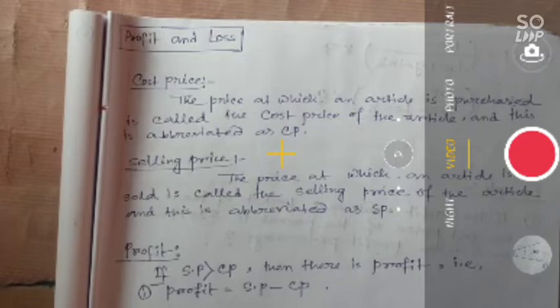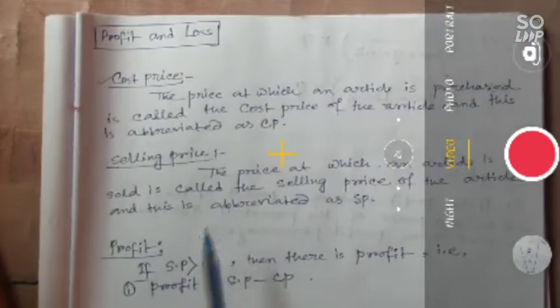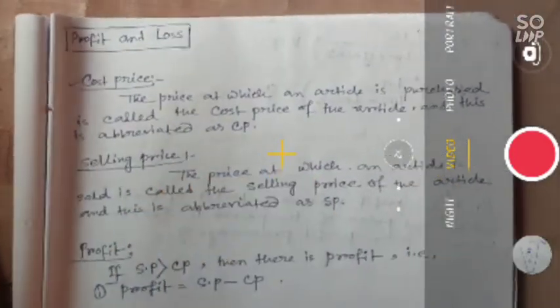No, not at the same price, at a different price. So various terms related to this price are involved, such as cost price, selling price, profit, loss, etc. So first we will know about the terms. That is, first we will know about cost price.